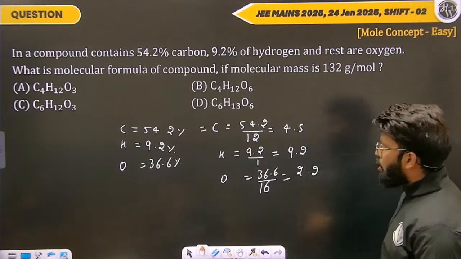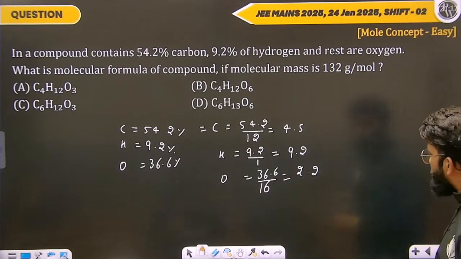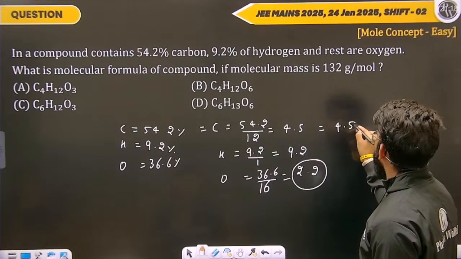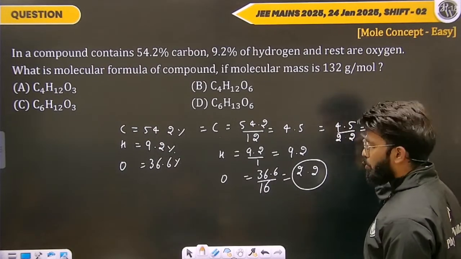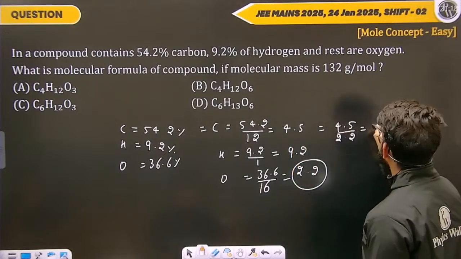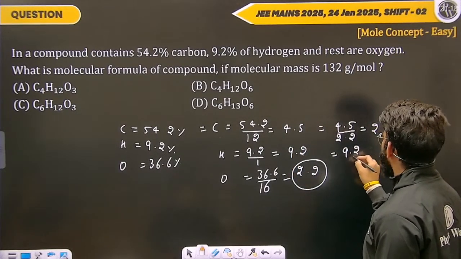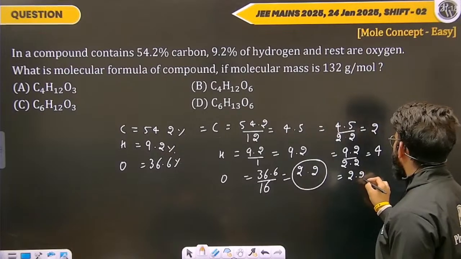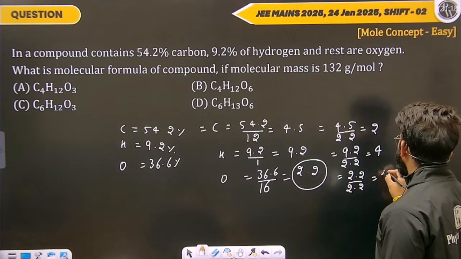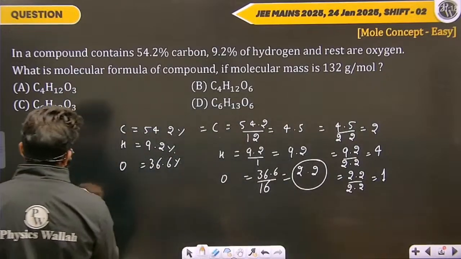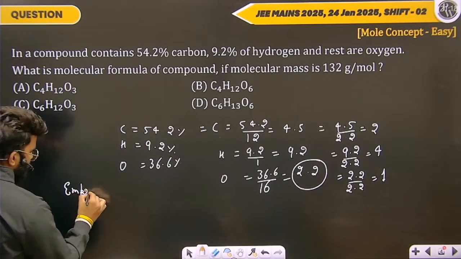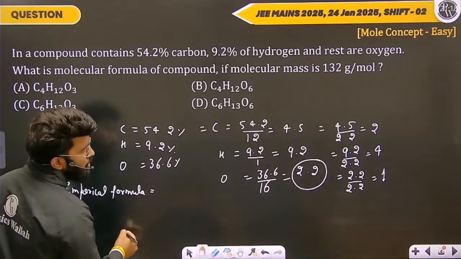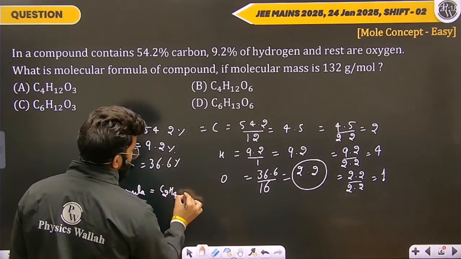Now we take the lowest mole percentage value, 2.2, and divide all values by it. 4.5 divided by 2.2 is approximately 2, 9.2 divided by 2.2 is approximately 4, and 2.2 divided by 2.2 gives 1. Now the empirical formula of this compound is C2H4O.